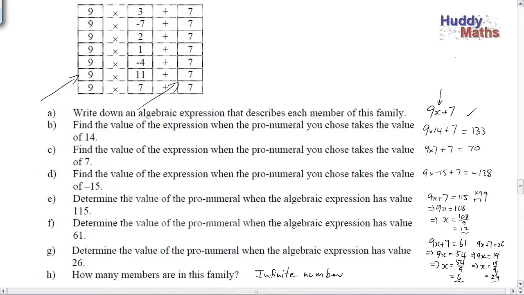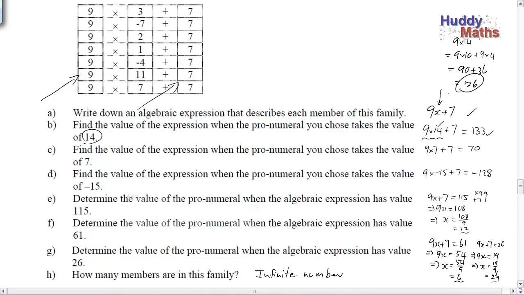So the pronumeral is going to take the value of 14. So put 14 in here. This is a bit hard without a calculator. But you could take 10 lots of 14s, 140, minus 1 lot of 14, is 126 and plus 7 is 133. So there's a bit of a trick you could do there. Or 9 times 14 is 9 lots of 10 plus 9 lots of 4 is 90 plus 36, 126. So you can get by without a calculator here.